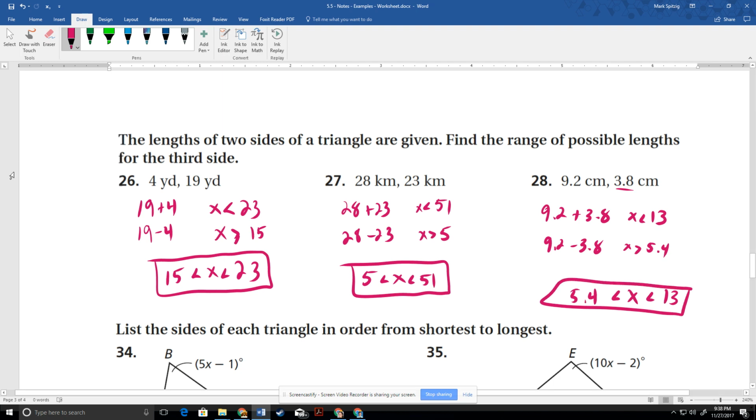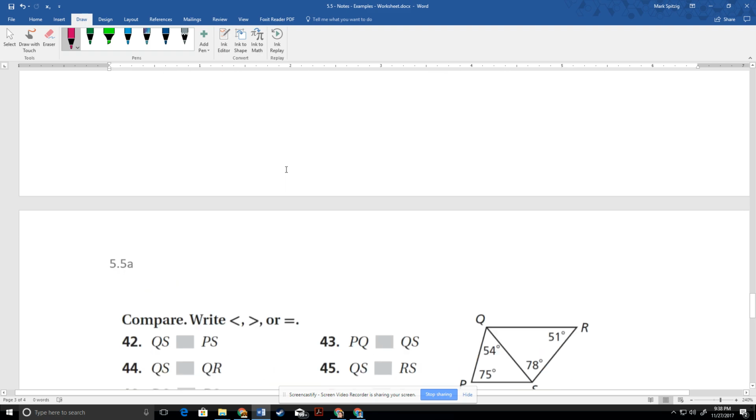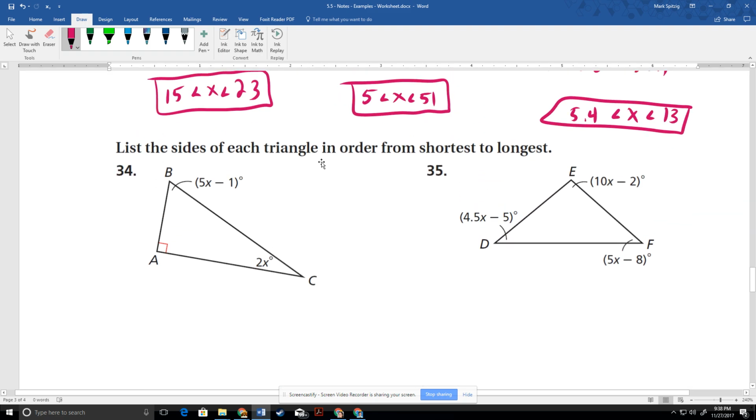All right. Now here's where we get a little trickier, but the only difference is that we need to put them from shortest to longest. But in this case, we're dealing with angles, but I don't know what the angles are. But I do know that I can find them, right? In other words, I know all the angles in a triangle are going to have to add to 180, or in this case, actually, that the two acute angles in a right triangle have to be complementary.